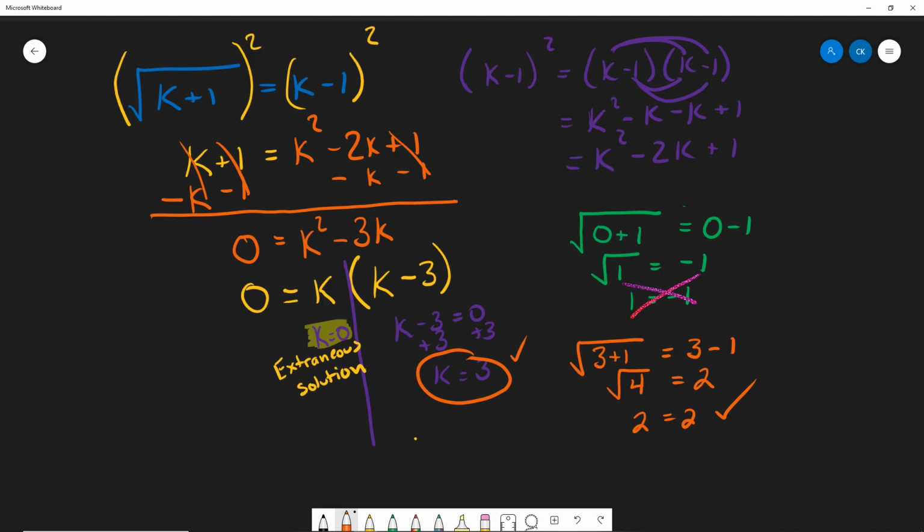We have to pay attention when we get a problem that looks like this, that we have to check our answers. It's very, very important. Alright, so let's try one more of those where we have a variable on both sides of the equation. So let's work with one like this.